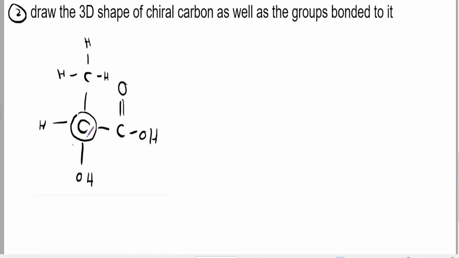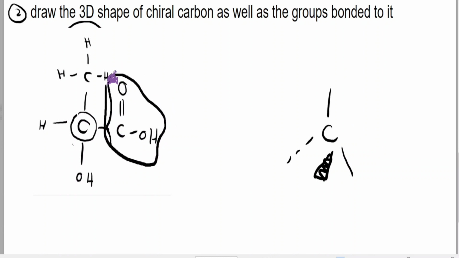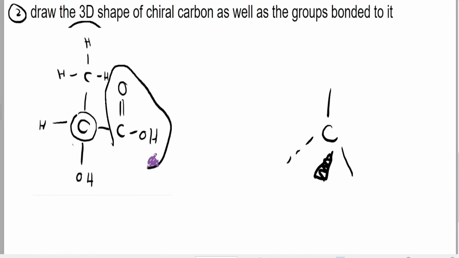Now, since I have a chiral carbon, the next step in forming an optical isomer is that I draw the 3D shape of the chiral carbon as well as the groups bonded to it. What do I mean? I have this chiral carbon, and I can take it and draw these four bonds in a 3D shape. This is the 3D shape, and keep in mind I can put any of the four groups anywhere on these lines. What I would recommend is taking the biggest and most complicated group and placing it at the top.